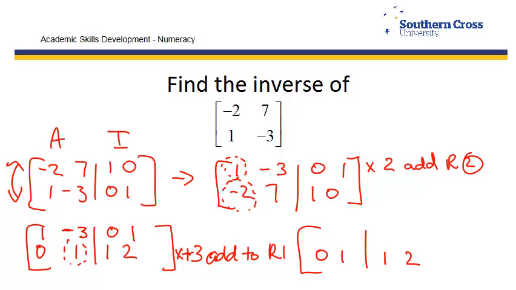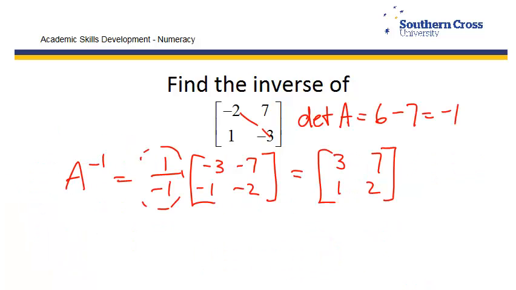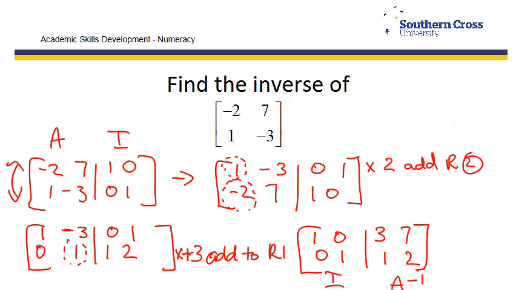So 3 times 0 is 0, add 1 is 1. 3 times 1 is 3, add -3 is 0. So that's our identity matrix. 3 times 1 is 3, add 0 is 3. 3 times 2 is 6, add 1 is 7. So now we've achieved the inverse matrix, and we can check back to the previous question and it's the same.